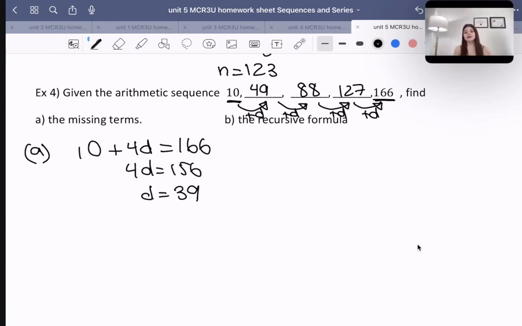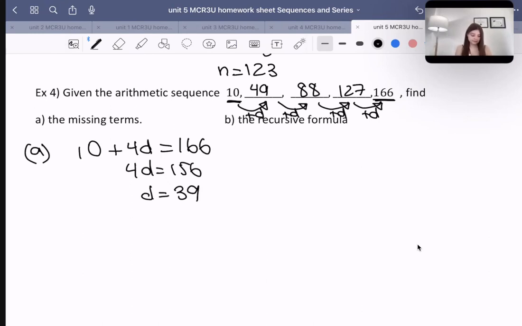That would mean that our common difference is not correct, right? Because we need to make sure that when we add this difference, when we add 39 to 10 four times, we end up with 166. We end up with our end number. Okay, so that's how we would solve that.